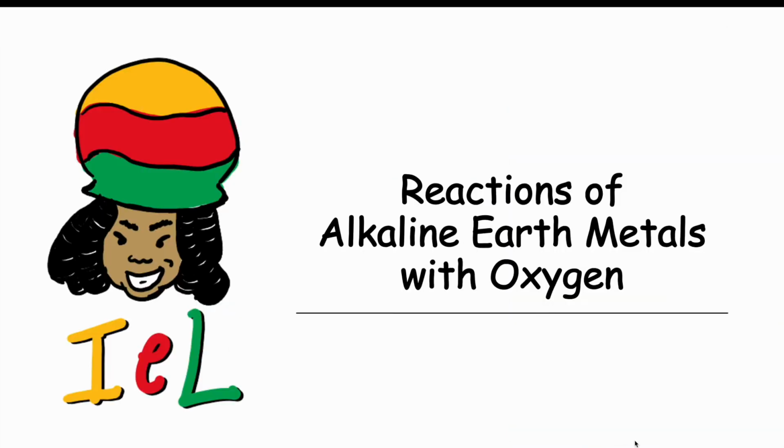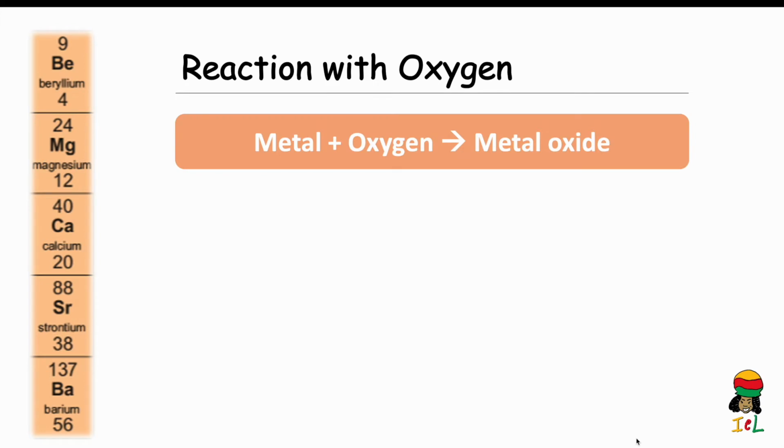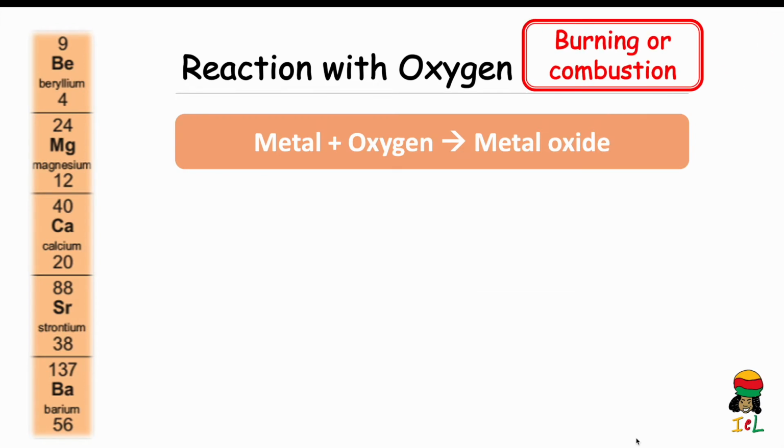Next, we have the reactions of alkaline earth metals. Those are the group 2 metals with oxygen. A reaction involving oxygen is typically called burning or combustion. When a metal reacts with oxygen, the only product is the metal oxide.